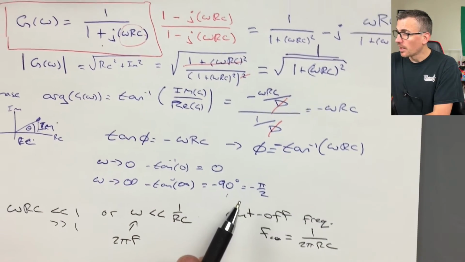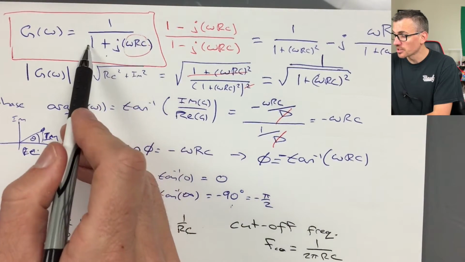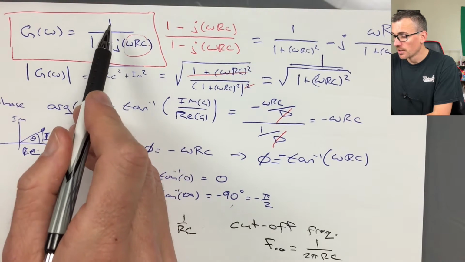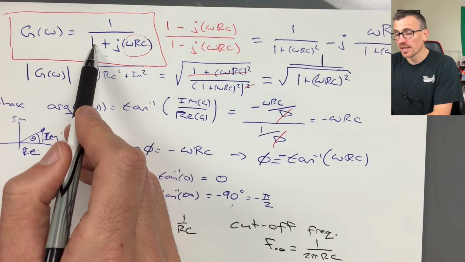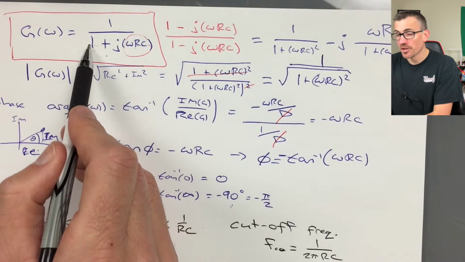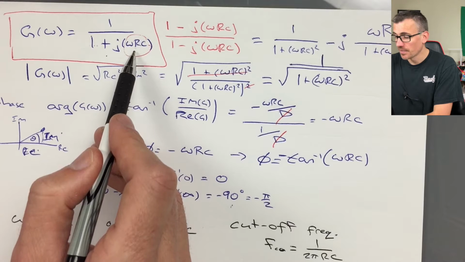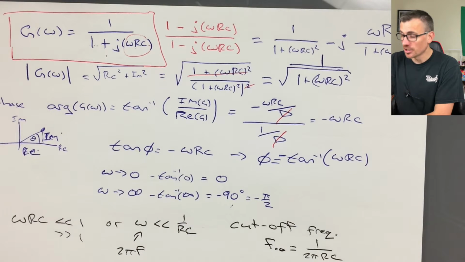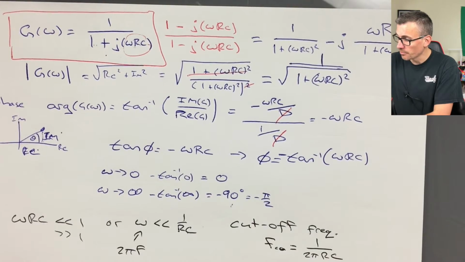Before the cutoff frequency, this term is small compared to this 1 here. When this term is very small, we effectively get V out equal to V in. When this is large compared to 1, this is the part that dominates, and we're going to get our 90-degree phase shift, and the magnitude is going to shrink to 0. Okay, so this is a very important frequency.